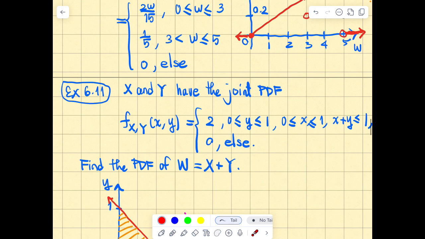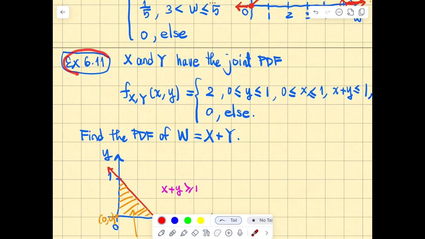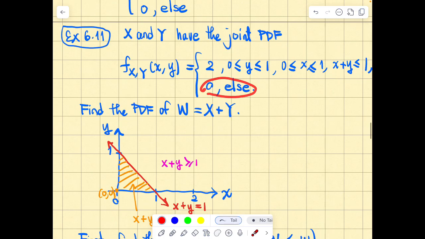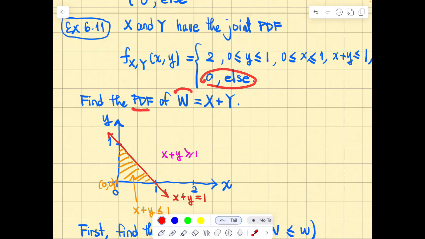Okay, so let's look at another example. This is from example 6.11. Again, we have continuous random variables x and y, but the joint PDF is a little bit different. It's equal to 2 when x and y are within these regions, and 0 everywhere else. And we want to find the PDF of a function of random variables. It's W. The function here is very simple. It's x plus y. You take these two random variables, you add them to get another random variable. You want to find out what this random variable is.